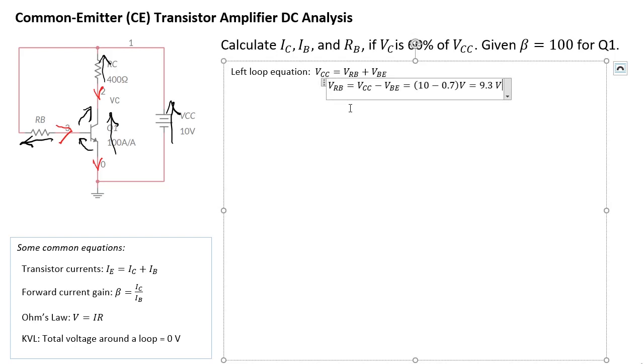Okay, so for us to work out what RB should be, we need to know what the current is. Well, we don't know what it is. We don't have IC. We have beta, but we don't have IC. So we need to work out IC first. IC is over here, so it will affect the voltage drop across RC. So let's write the loop equation for this side.